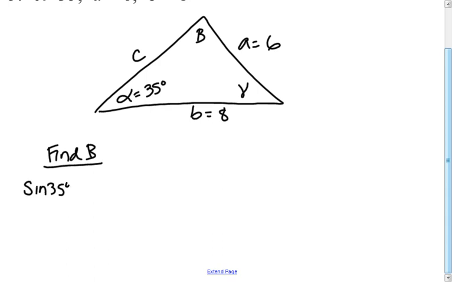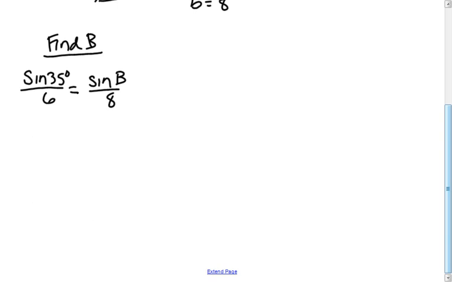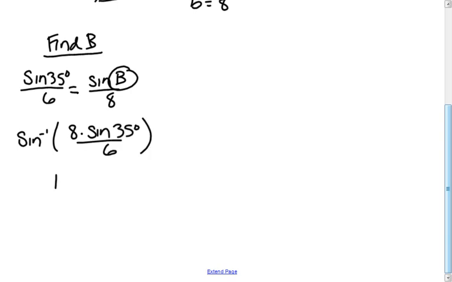So I will go like this. Sine of 35 over 6 equals sine of beta over 8. Okay? And again, I'm missing an angle. Notice I'm setting this up, and the first thing I'm missing is an angle. So when the first thing you're missing is an angle, that's a clue to you that you're eventually going to have to check for a second set of answers. In this case, because I'm missing an angle, I have to type this into my calculator like this. And beta, I'm going to call it beta 1, should come out to be 49.89 degrees.